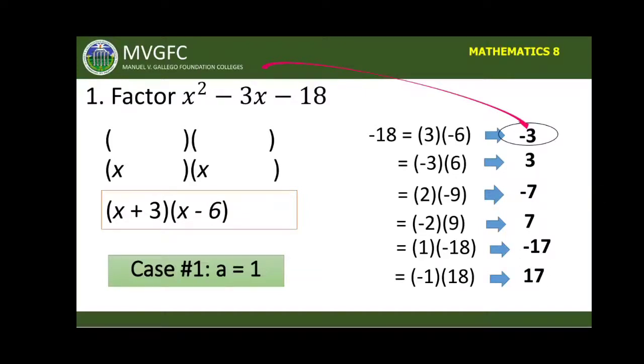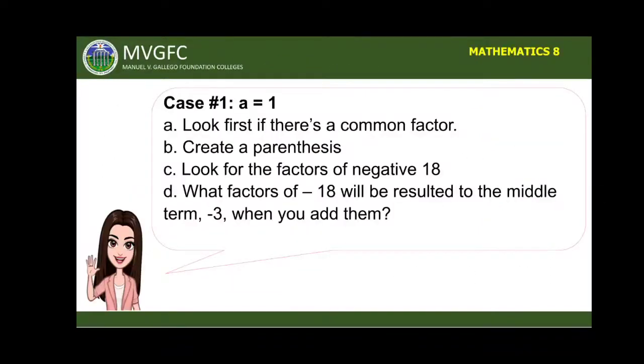So, for case number 1, we need to look first if there's a common factor. Then, we need to create a parenthesis. Afterwards, you need to look for the factors of negative 18. And that is what we did earlier, okay? So, next is what factors of negative 18 will result to the middle term negative 3 when you add them. That's why our answer is 3 and negative 6, okay?